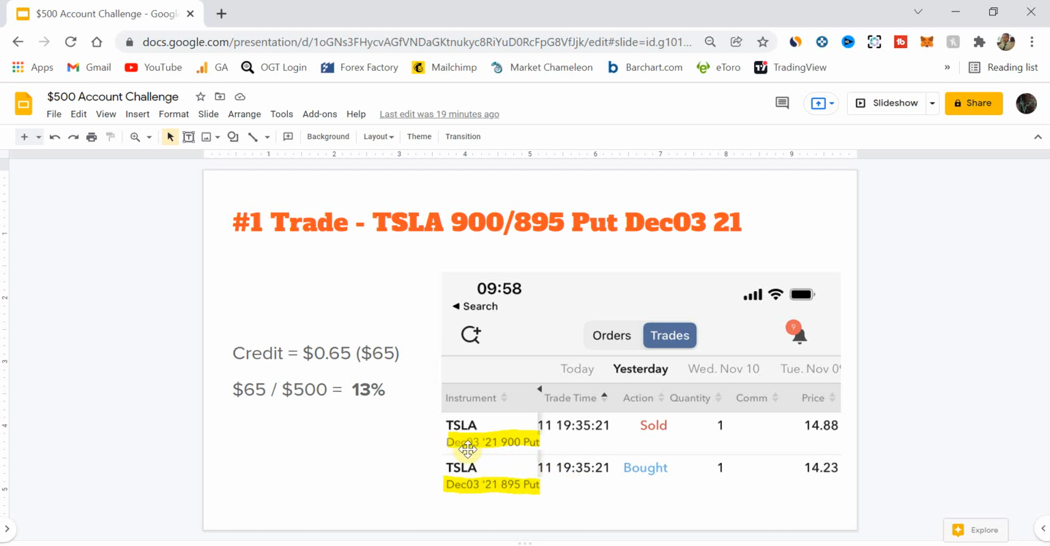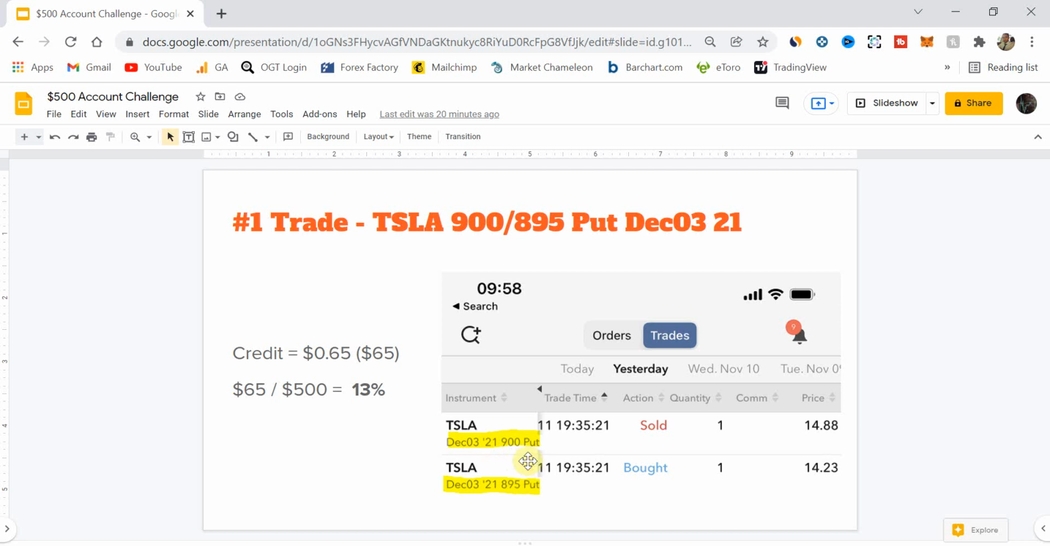So I sold the 900 put, and then I received $1,488 in premium, but I used that premium to buy the 895 put for protection for $1,423. So you minus those two numbers together, that gives you a $65 difference.